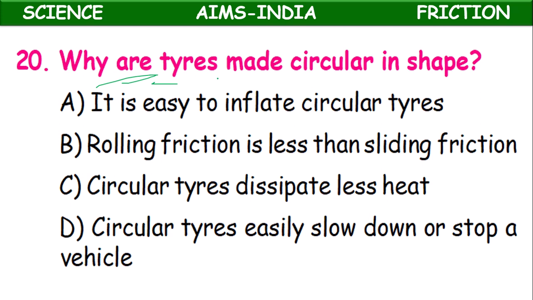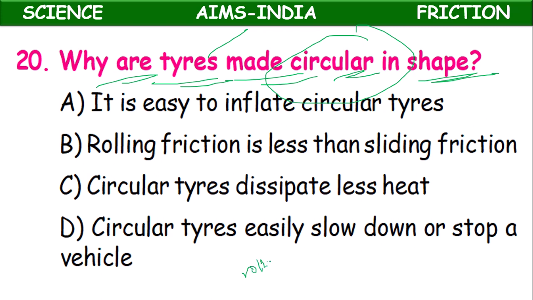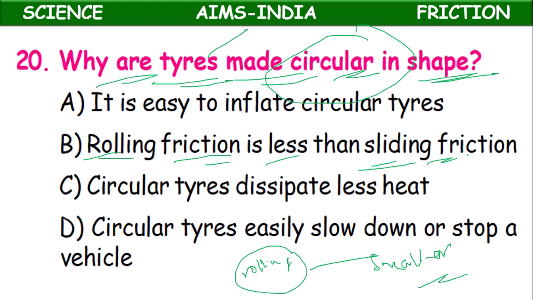Next, why are tyres made circular in shape? If they are circular, then they will create rolling friction, which is smaller compared to other frictions. So rolling friction is less than sliding friction. So that's why tyres are made circular.